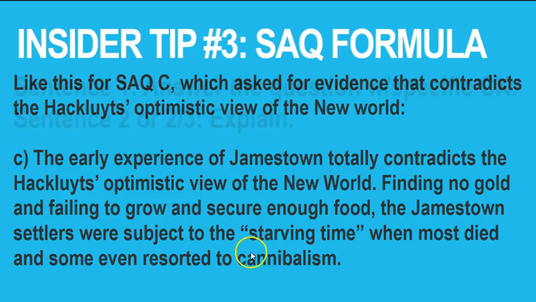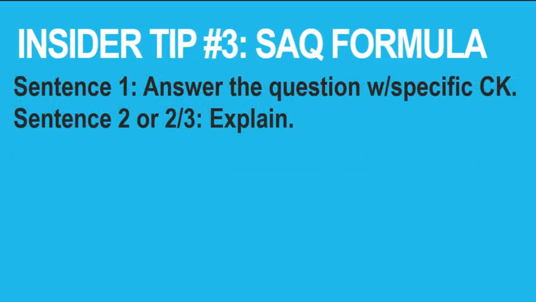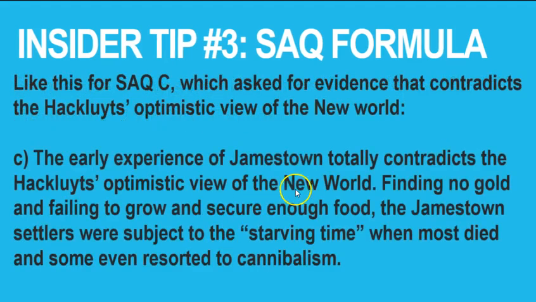Note that this student is answering the question with specific evidence right away. Boom, Jamestown. And then in one sentence says, finding no gold and failing to grow enough food, the Jamestown settlers were subject to the starving time, when most died, and even some resorted to cannibalism. So here it is: a direct answer, and then they explain it a little bit. That's all you need to do.